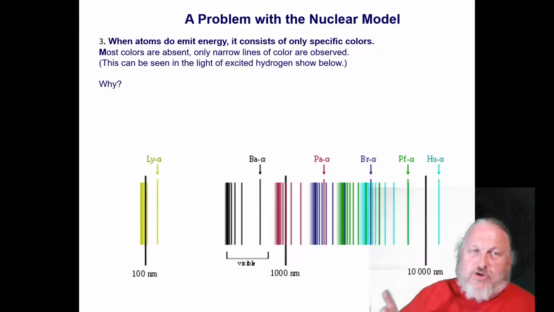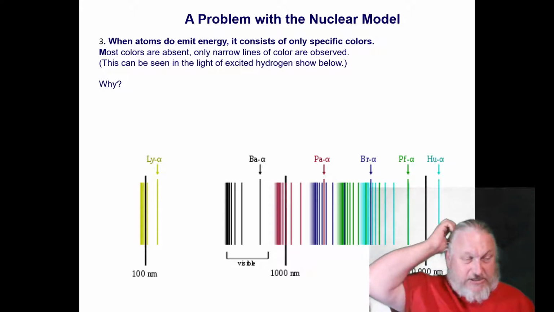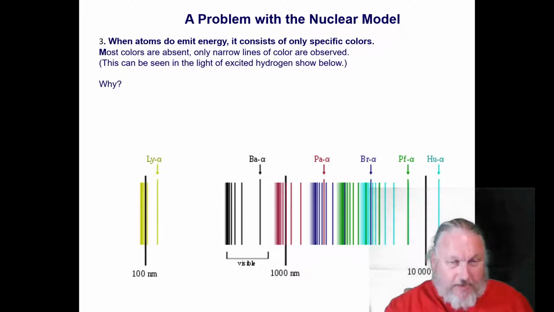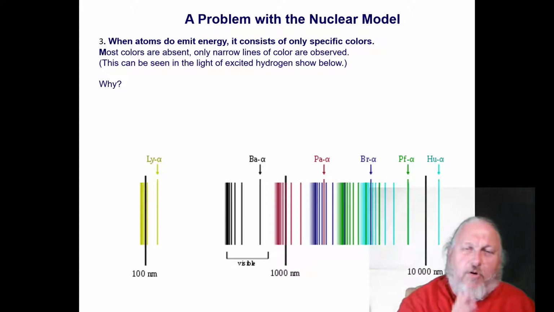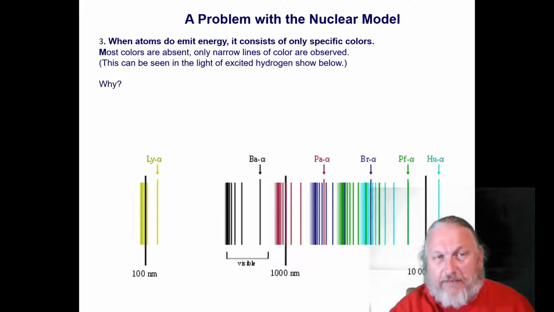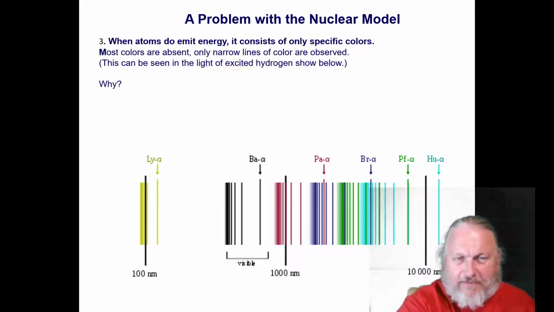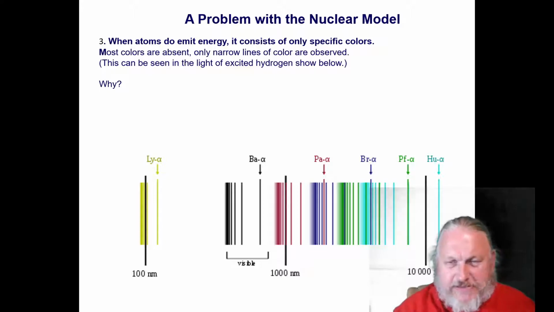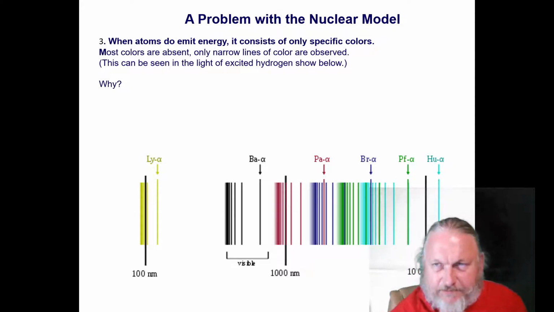And atoms do emit energy. It only consists of specific colors, and we'll do an investigation into this in the next couple of weeks. Most of these colors are absent, and all we see are narrow bands of light, narrow lines of color. So this is a hydrogen atom that's been excited. So we only see the yellow bands right there, the black bands. That's all we see. Why? That's what we're going to answer in this unit.